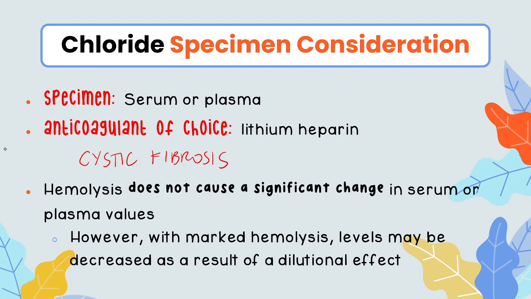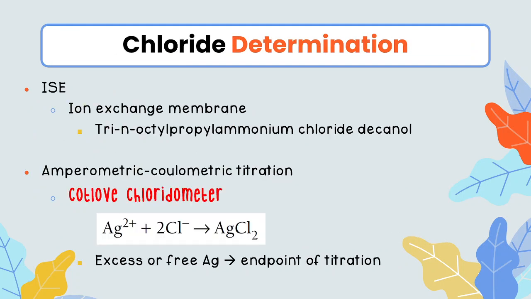So, hemolysis does not cause a significant change in your serum or plasma values. However, with marked hemolysis, levels may be decreased as a result of a dilutional effect. So as usual, kids, in general, di po pwede yung hemolyzed na sample, so might as well do repeat collection if that's the case.